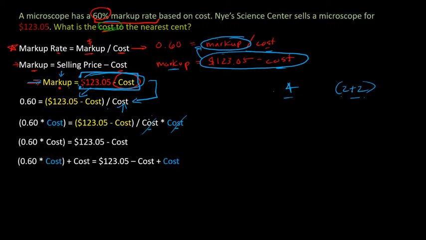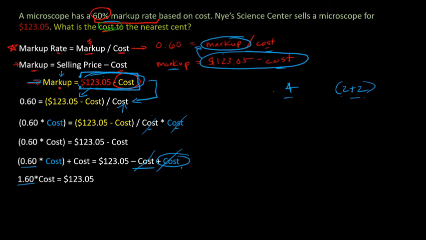Now I take my cost, and I move it to the other side of the equation. So this minus cost over here, I've added it to both sides of the equation. It cancels out on the right-hand side, and now instead of 0.60 cost, I have 1.6 cost.